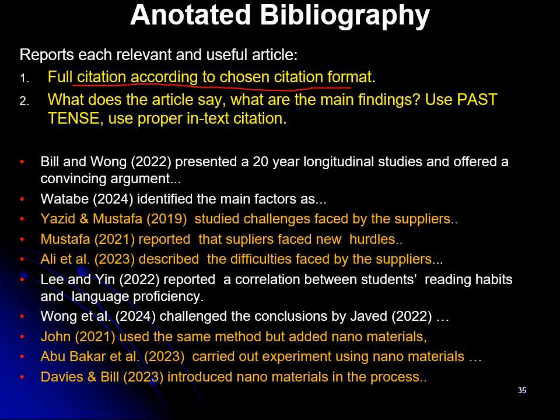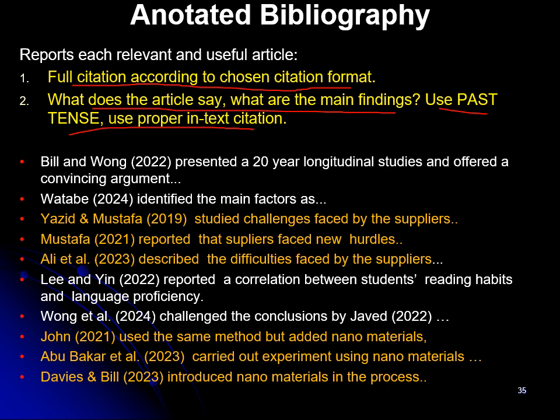And then you make a summary of what the article says, what are the main findings, using past tense, use proper in-text citation. Right? So, for example, you read the paper by Bill and Wong, and you take one very important contribution by Bill and Wong, and you write down: Bill and Wong presented a 20-year longevity study and offered a convincing argument. Maybe you have one or two sentences to complete it.